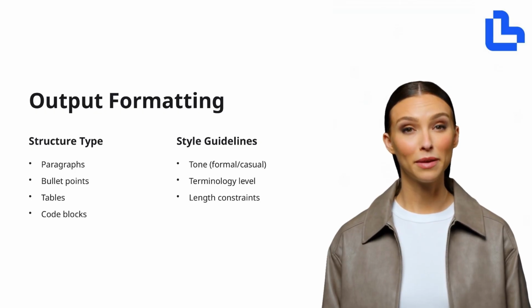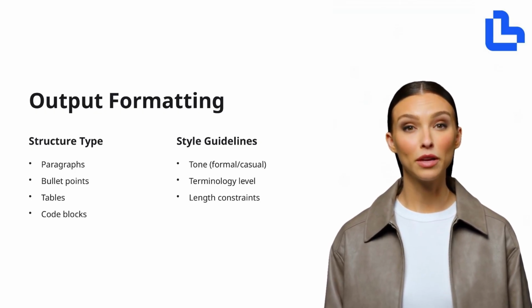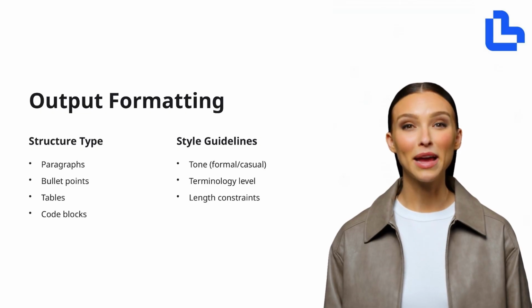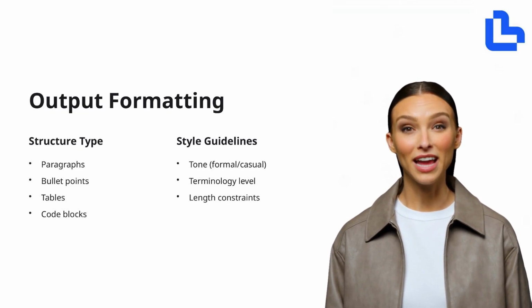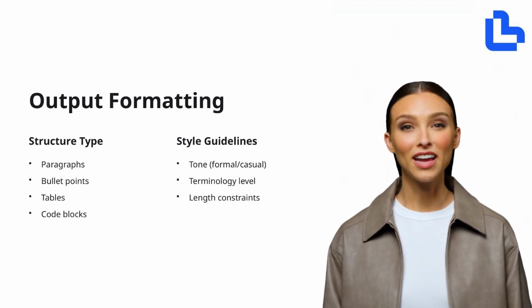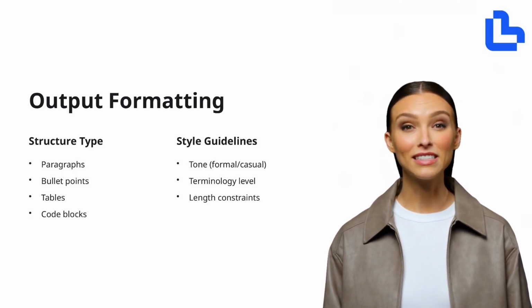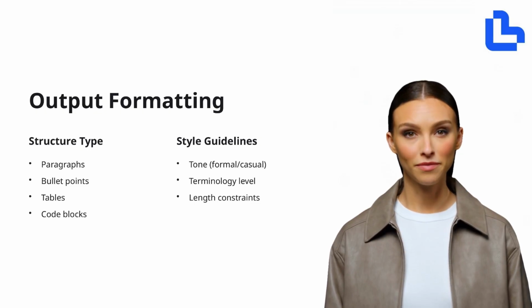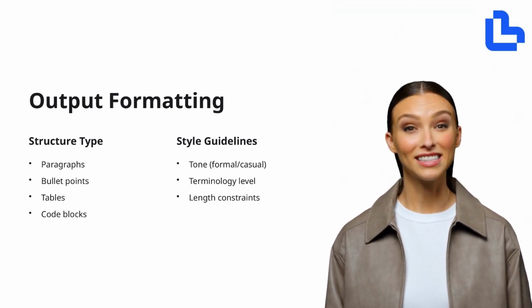And don't forget about length constraints. If you need a 100-word summary or a 3-paragraph explanation, say so. This helps the AI manage detail and brevity, giving you exactly what you need without extra fluff. In short, formatting isn't just about aesthetics, it's about usability. A well-formatted output is easier to read, easier to share, and more aligned with your goals. So take the time to guide the AI not just in what to say, but how to say it.